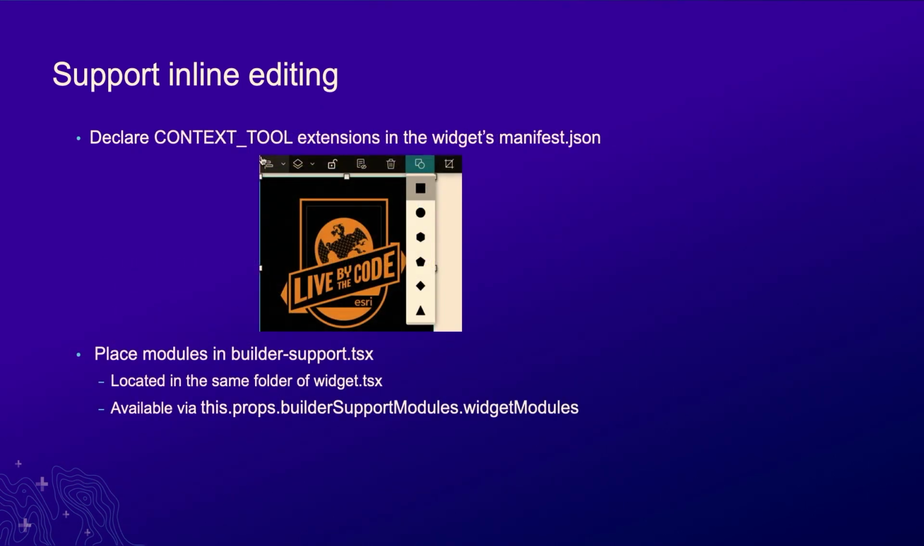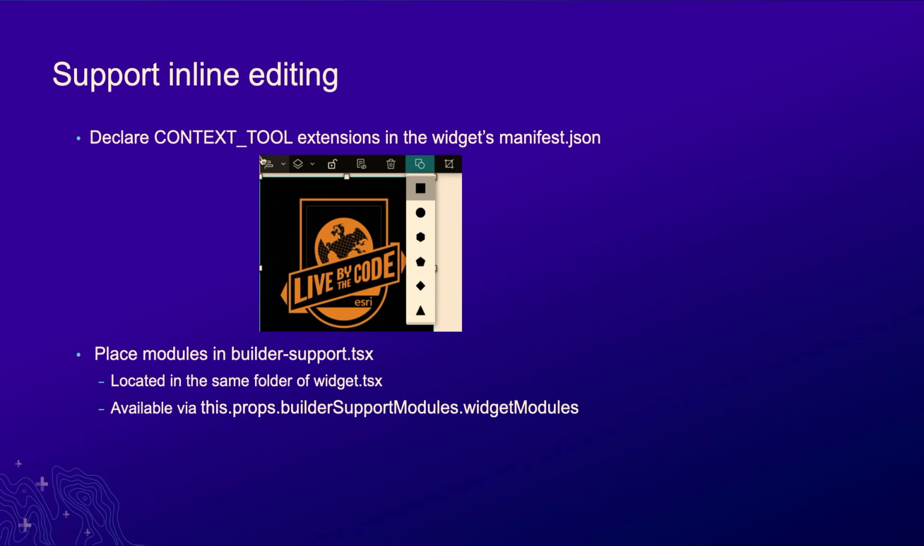Another option to support inline editing is to declare context tool extensions in the widget's manifest JSON. This declared extension will be available in the selection toolbar. The image widget is used in this way. It does this by adding shape and crop tools in the selection toolbar.